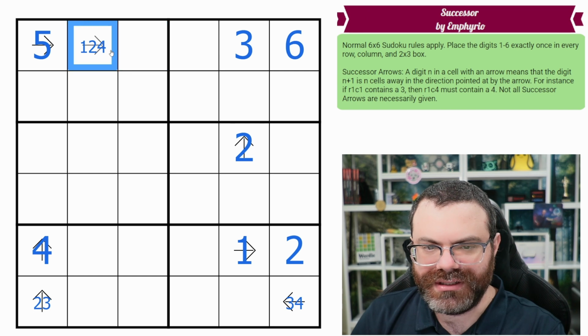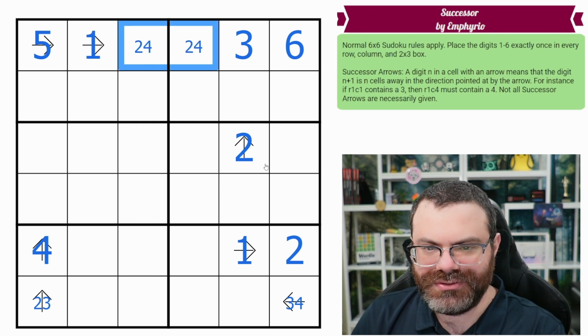1 would point at 2 here. 2 would point at 3 here, but that's not allowed. 4 would point at 5, which is not allowed, so that's a 1. This is a 2-4 pair.